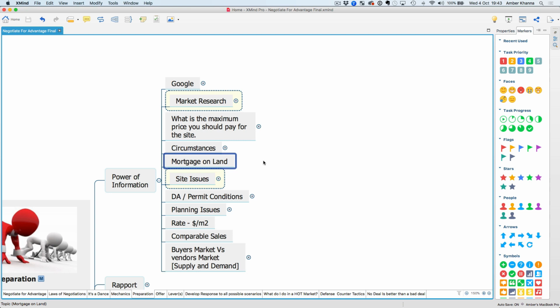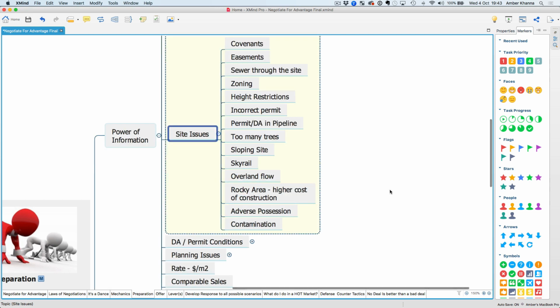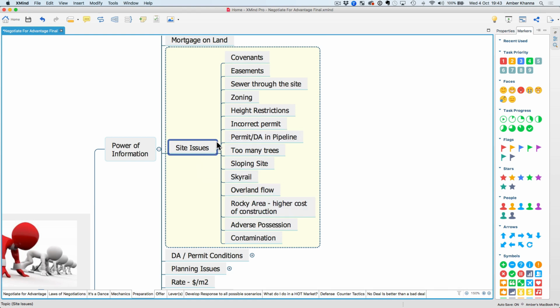So what is the maximum price you should pay for the site? You can do a desktop valuation, and you have a feasibility, so you can determine the residual value of the land. So you figured that much out.